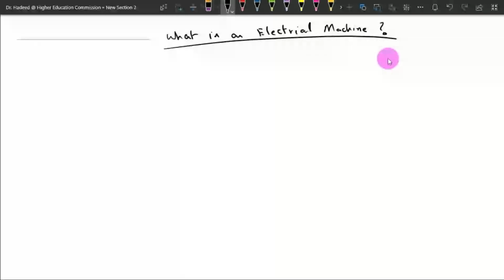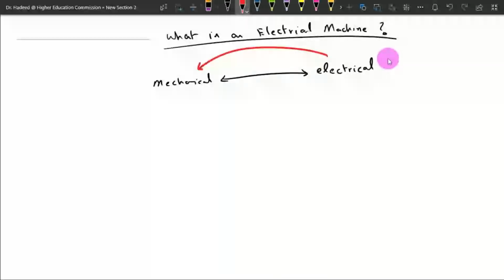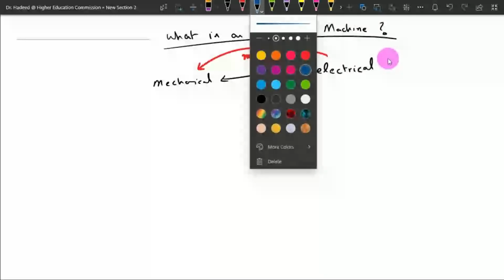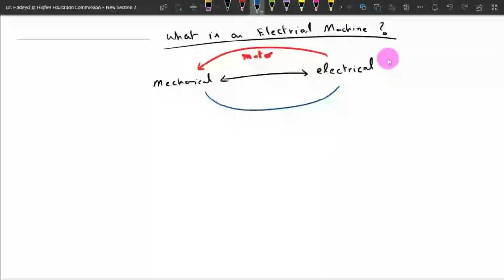An electrical machine is an apparatus which is used to convert mechanical power or mechanical energy into electrical energy and vice versa. If an electrical machine converts the electrical form into a mechanical form, we call it a motor, and if it converts the mechanical form into an electrical form, we call it a generator.